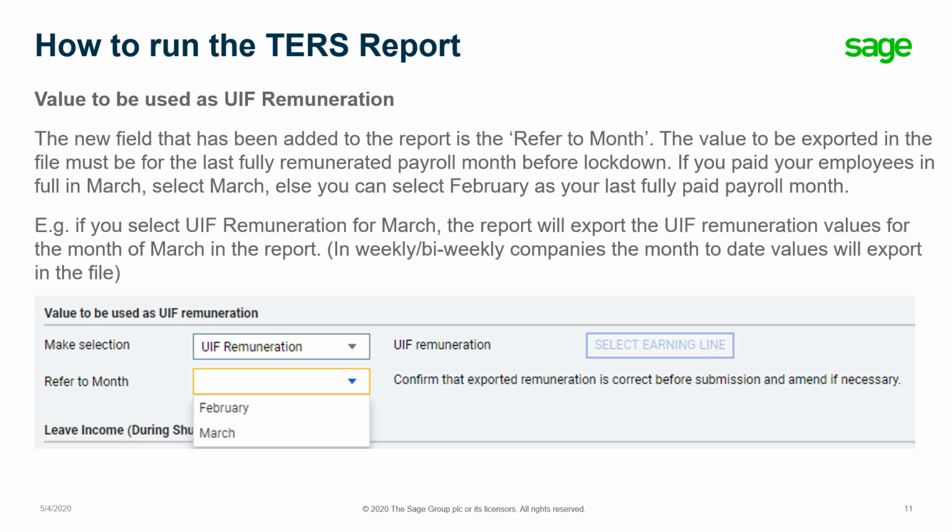The new field that we've made available in the report is called Refer to Month. The value to be exported in the file must be for the last fully remunerated payroll month before the lockdown. If you paid your employees in full for March, then you will select March. Otherwise, you will select February as your last fully paid payroll month. As an example, if you select UIF remuneration for March, the report will export the UIF remuneration values for the month of March in the report. In weekly and bi-weekly companies, the month-to-date values will export in the file.